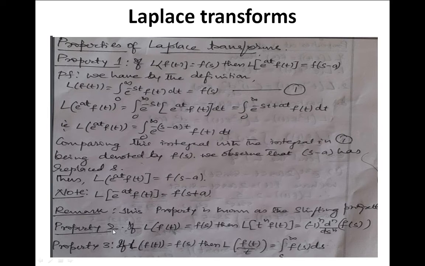Okay, come to the second property. If L of f of t is equal to F of s, then L of t to the power n into f of t is equal to minus 1 to the power n, d^n upon ds^n of F of s. What is the difference between these two? Here it is L of e to the power at f of t, and here it is t to the power n f of t.